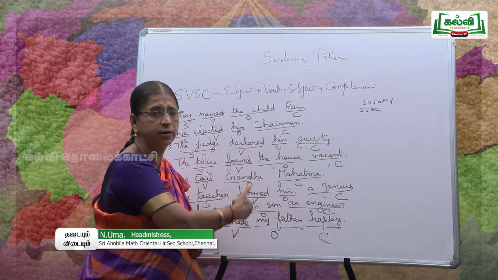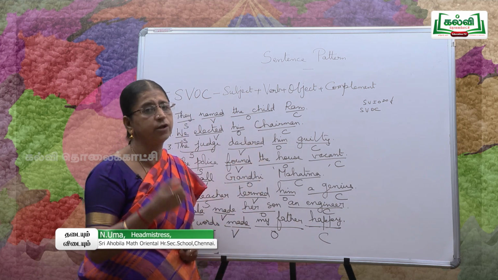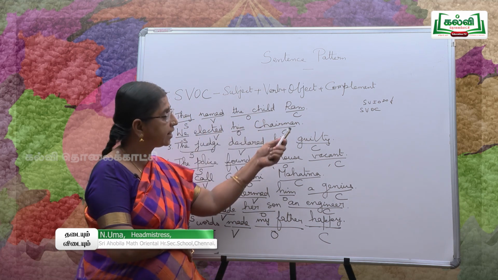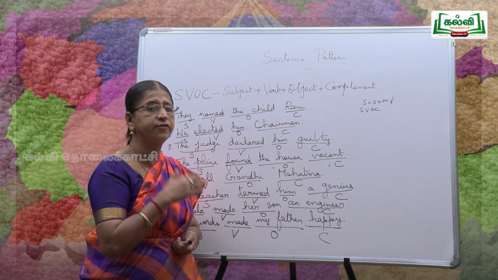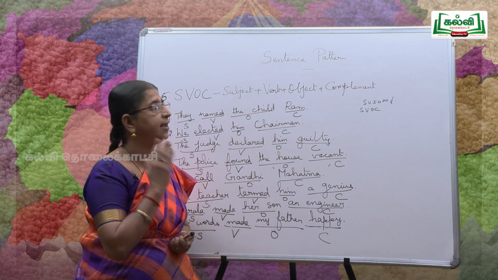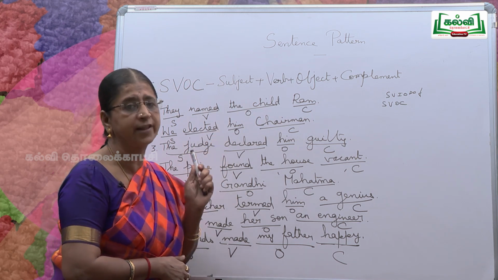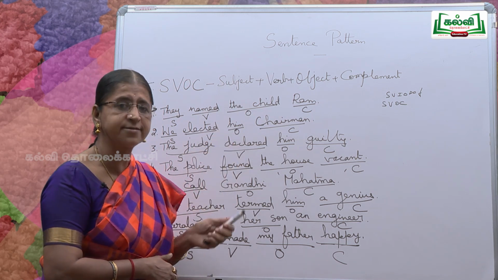You can try it out for all these sentences. You will find that you will get only one answer because there is only one object here. So that is the test you apply in order to differentiate between the structures SVIODO and SVOC. So apply the test and identify the pattern correctly. You can practice this by yourself.